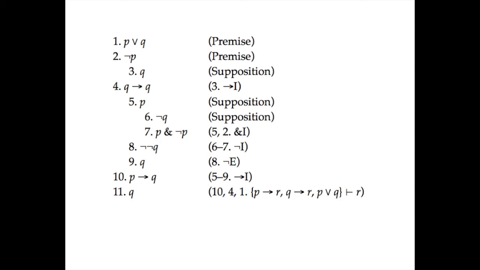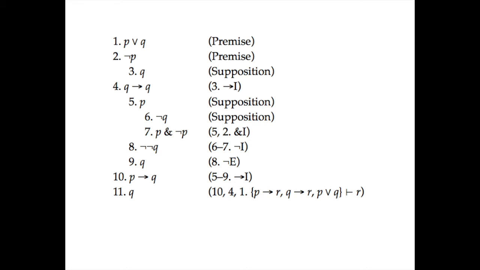And now we want to prove P arrow Q. So on line 5, we suppose P. We're trying to prove Q now, so we're going to suppose not Q. And now you can see that line 5 actually contradicts line 2. So on line 7, we write down the contradiction. On line 8, that proves that the supposition on line 6 was false, so on line 8, we get not Q. And then on line 9, that just gives us Q from not elimination. So we supposed P on line 5, we proved Q on line 9, and so on line 10, we have P arrow Q by our arrow introduction rule.